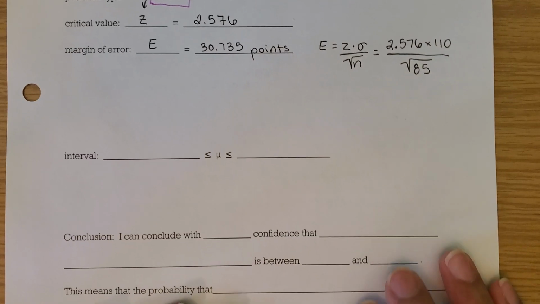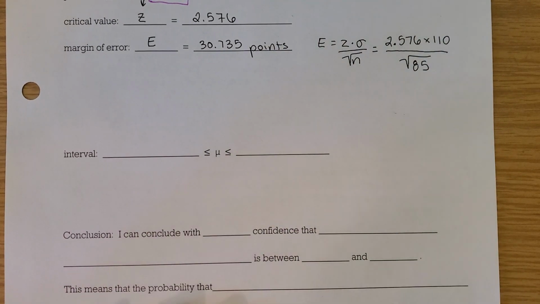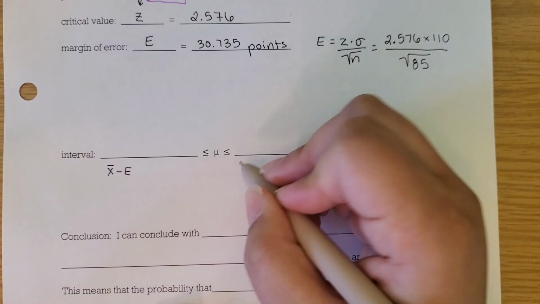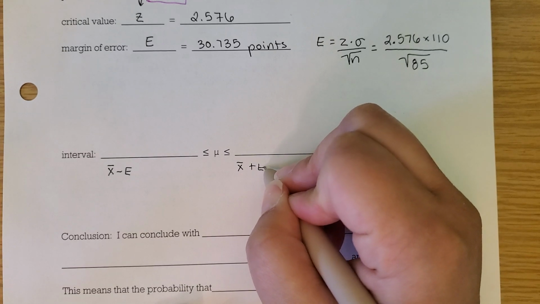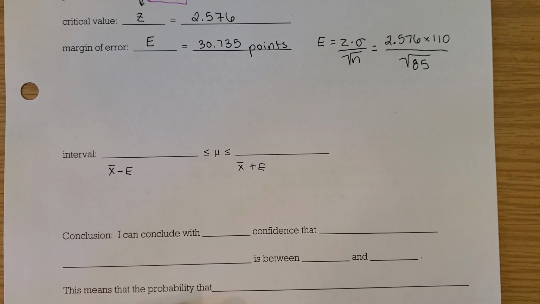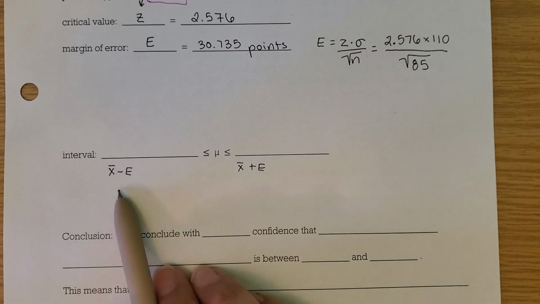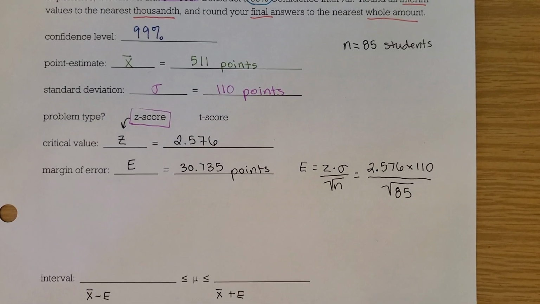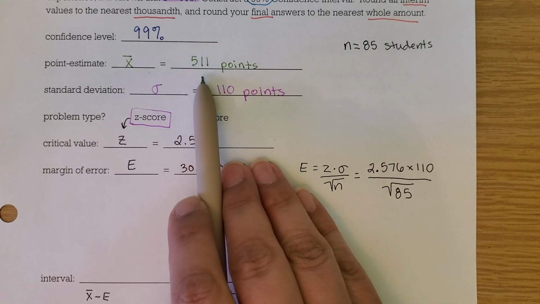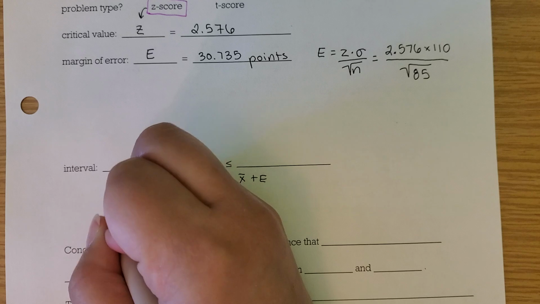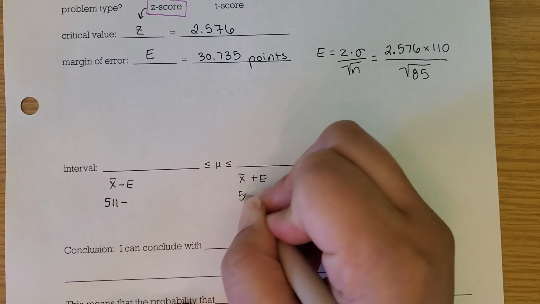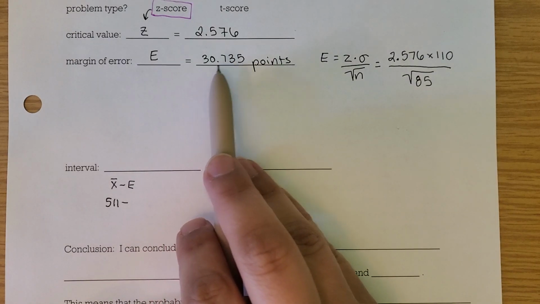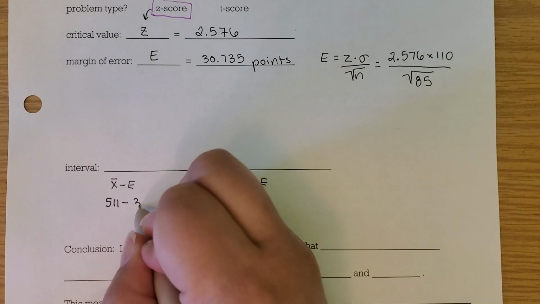All right, next, for our interval, this is like our final answer, we're going to take X bar minus E and X bar plus E. You want these numbers to be in order from smallest to largest, so we'll always do the subtracting first and then the adding second. We determined that X bar was 511, so we'll do 511 minus and 511 plus. And then our margin of error was 30.735.